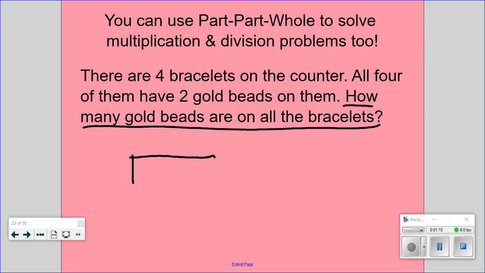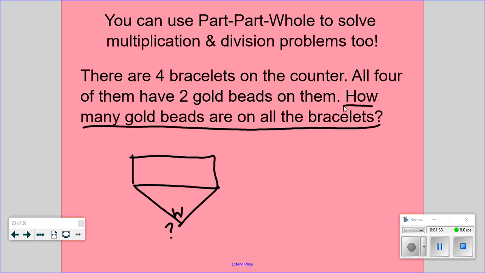Go ahead and draw your bar model with me, and we'll start with the whole. Now we're looking for the total number of gold beads. Does it tell me the total number of gold beads? No, it tells me how many is on each of the bracelets, but I don't know the total number of all the gold beads. So I'm going to put a question mark down there.